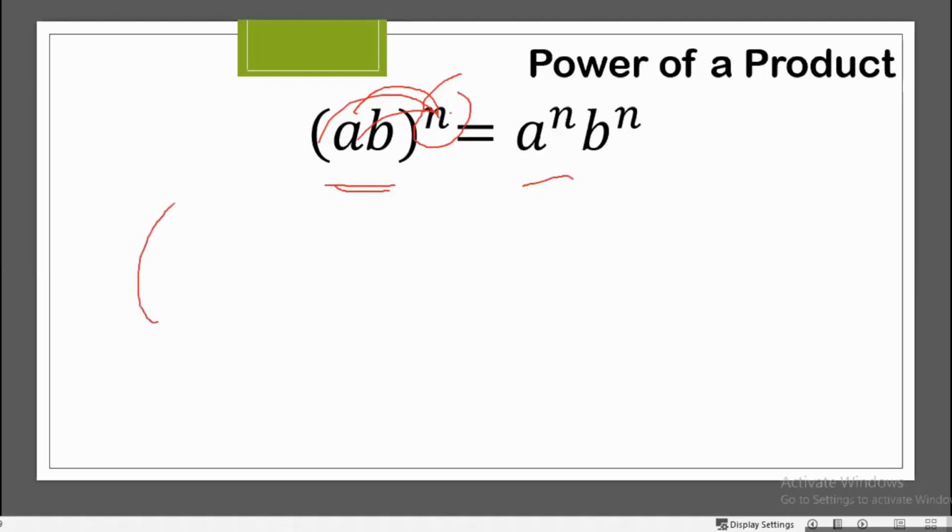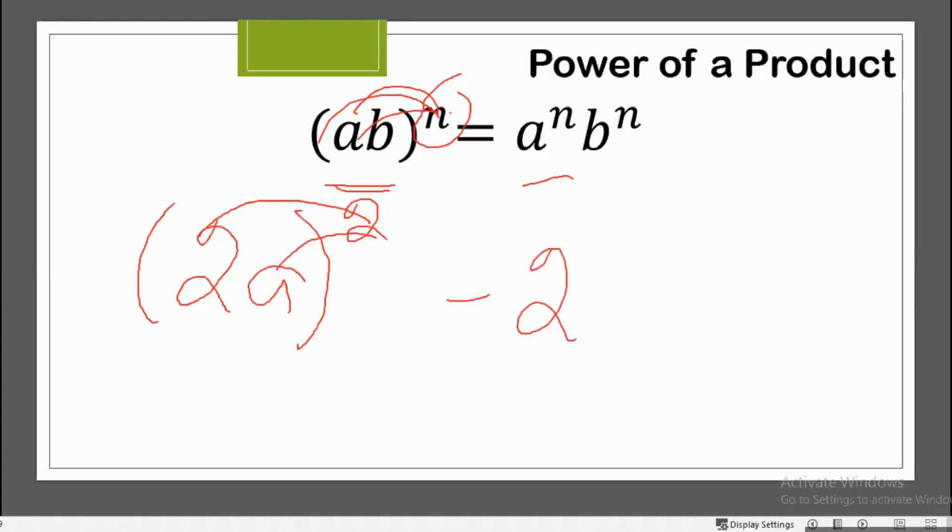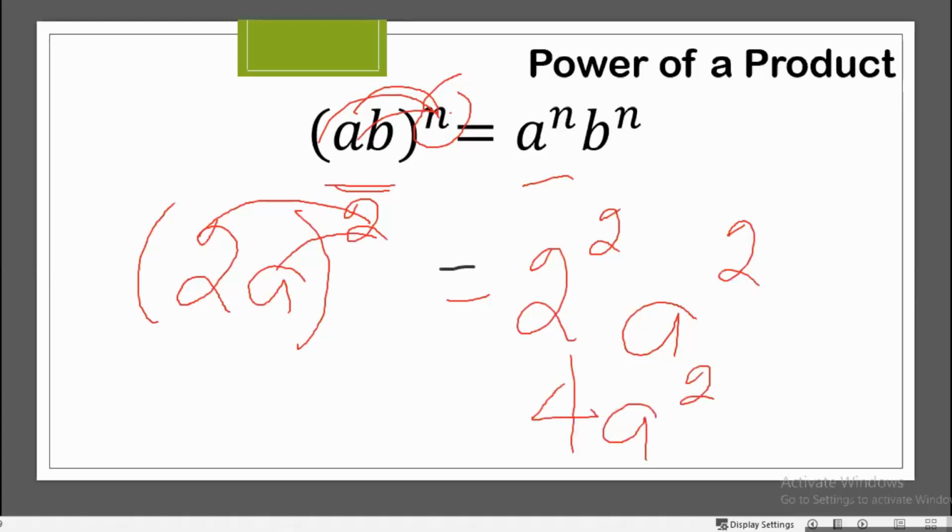Example, 2a squared. The quantity of 2a squared. So, what are you going to do pag ganito nakita mo? You need to distribute everything. So, it will be equal to 2 squared and a squared. Okay, 2 squared is 4. Okay, so the answer will be 4a squared. Okay, did you get it? Okay.